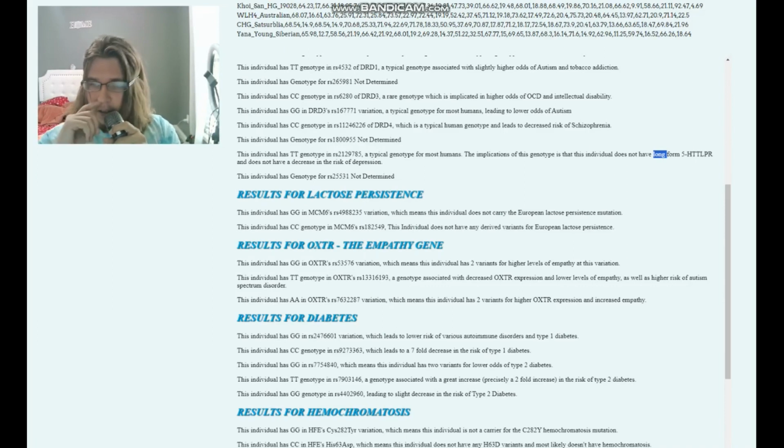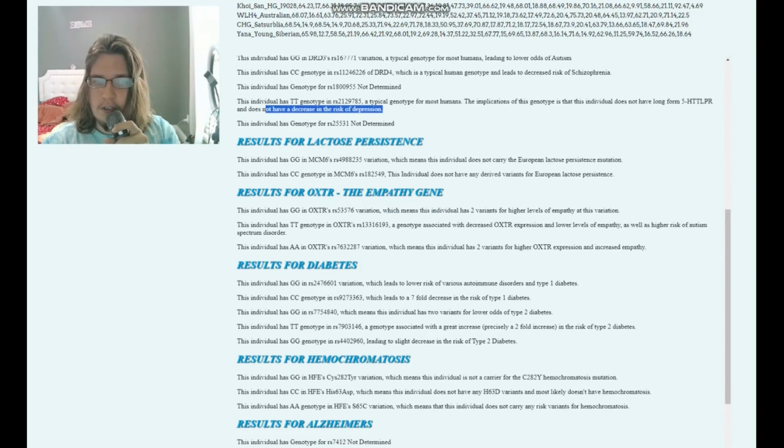So she's got... Okay, so she does not have the long form, which means she does have the short form, which means she does have an increased risk of depression. I worded it kind of wrongly. The way I worded it here is that she does not have a decrease in the risk of depression. It's like a double negative, so it may be difficult to understand what it actually means.